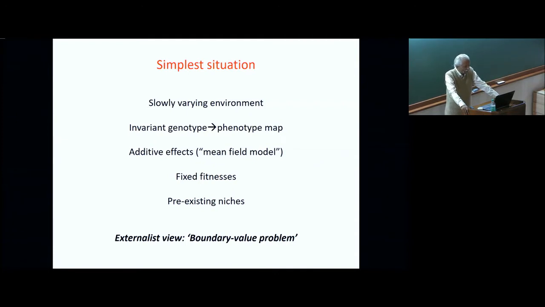The simplest situation, which is the one that a lot of early natural selection theory concentrated on, involved a slowly varying environment and invariant mapping from genes to properties, genotype to phenotype, as it's said. Additive effects, which meant that you could look at genes one by one. Fixed fitnesses, which means fixed values for these propensities to reproduce with a certain efficiency, given a certain genotype and in a certain environment.